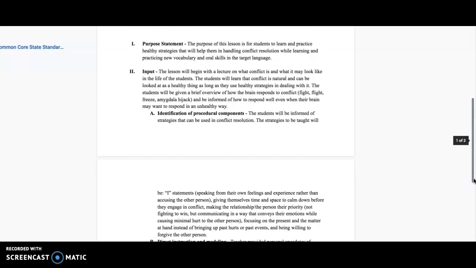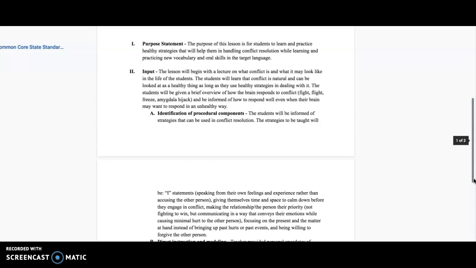the purpose of the lesson is for students to learn and practice the healthy strategies in dealing with conflict and conflict resolution, and also they will be practicing new vocabulary and oral skills in the target language, which is Spanish for this class. The lesson will begin with a small lecture on what conflict is and what it may look like in their lives, and I want them to understand that conflict is natural and can be looked at as a healthy thing. It's not always bad as long as we're using healthy strategies in dealing with it.